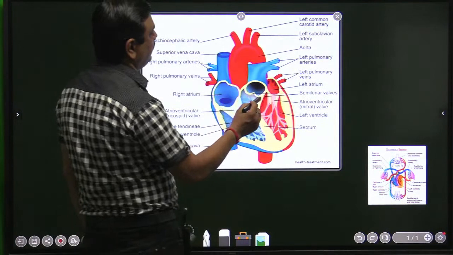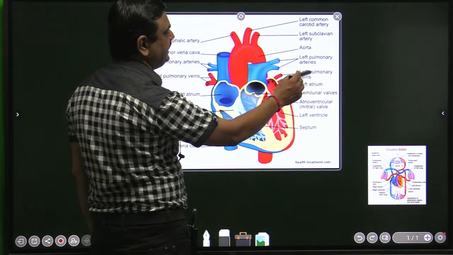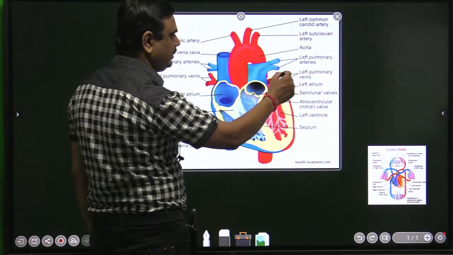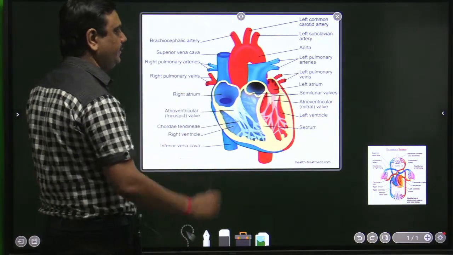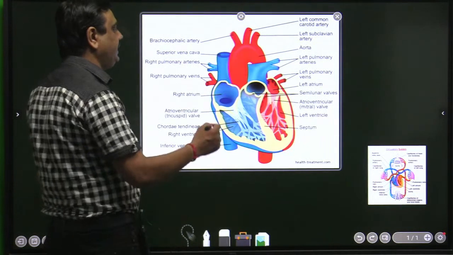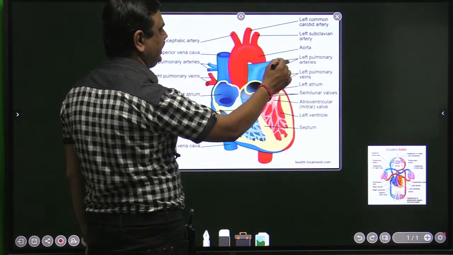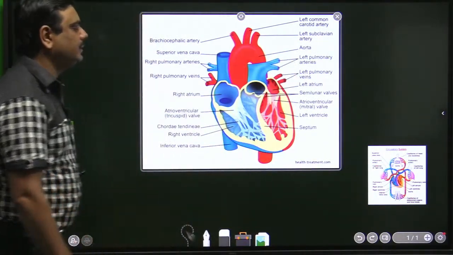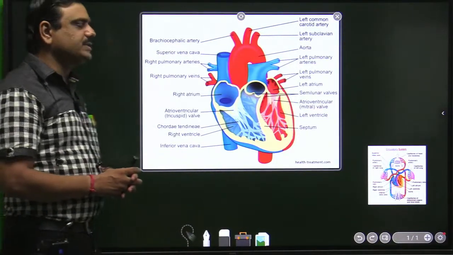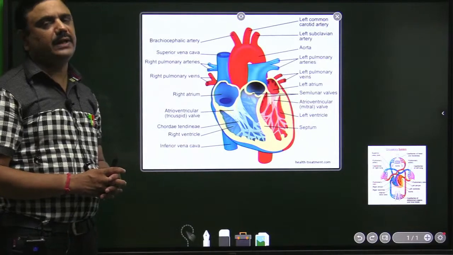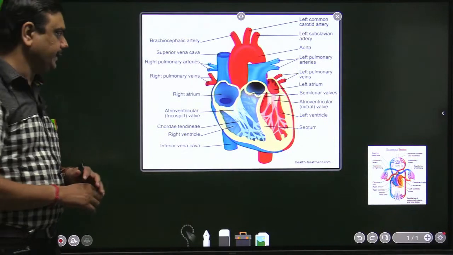Now, from the left atrium the left pulmonary veins are coming out, and from the right atrium the right pulmonary veins are coming out. In the same way, from the ventricles you can see that pulmonary arteries are there. What are these arteries and veins? Arteries and veins are blood vessels. They carry blood from one portion to another inside our body.